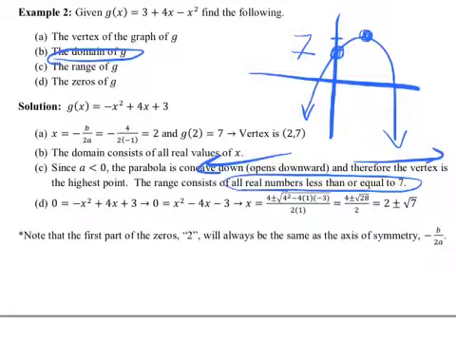All real numbers less than or equal to 7. This is because a is negative, so the parabola opens down. What if a were positive and the parabola opened up? It would be all numbers not less than 7, greater than 7, because the parabola opens up. Is this clear? This is very important that you get this. So look at the maximum point.